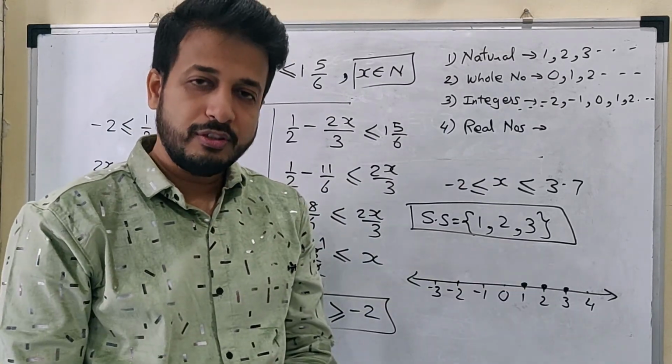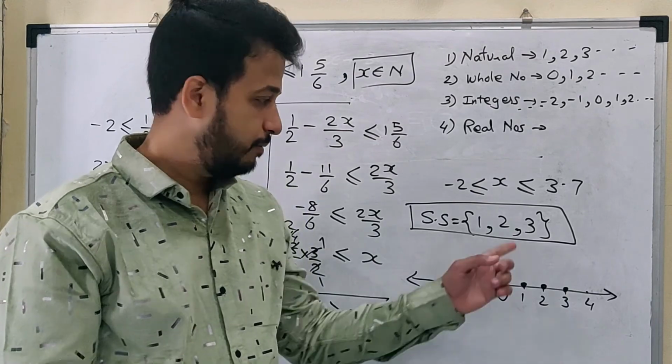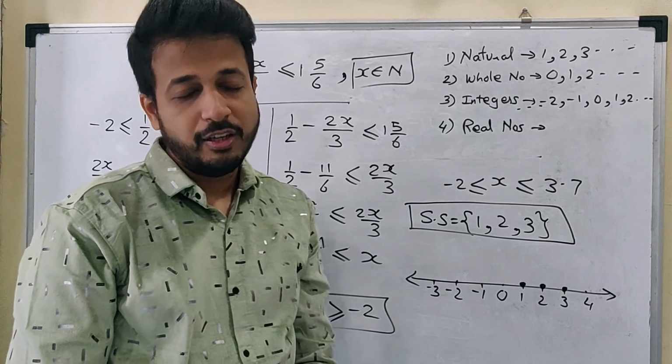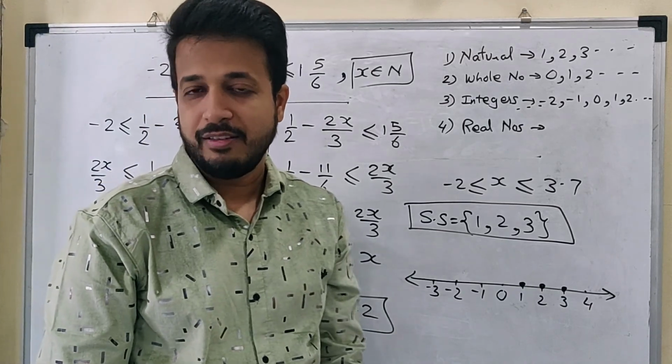In this way, students, we get the solution set and we have to draw the number line for the natural numbers, right? I hope you people are understanding, right?